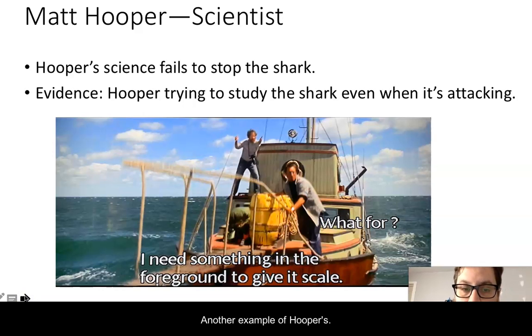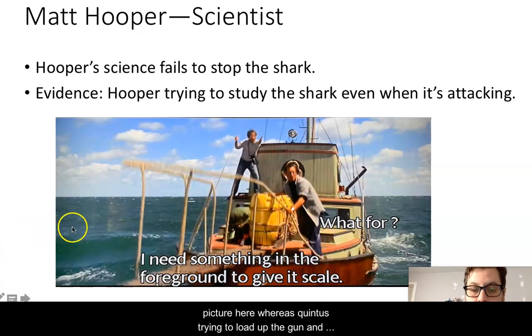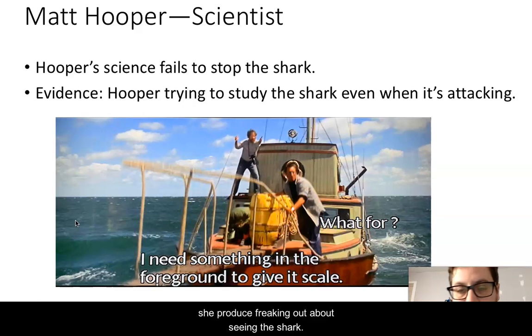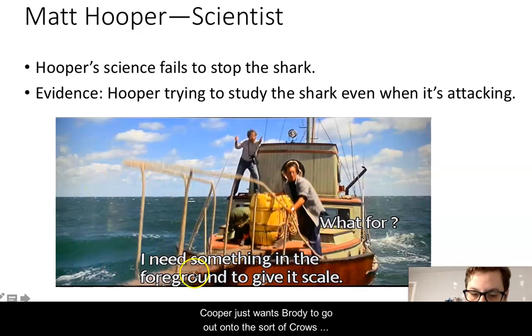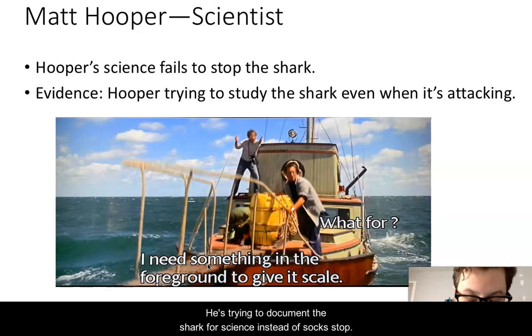Another example of Hooper's attempt to study the shark is this humorous scene pictured here, where as Quint is trying to load up the gun and Chief Brody is freaking out about seeing the shark, Hooper just wants Brody to go out onto this crow's nest area so that he could have perspective to take a photo. He's trying to document the shark for science instead of stopping it.